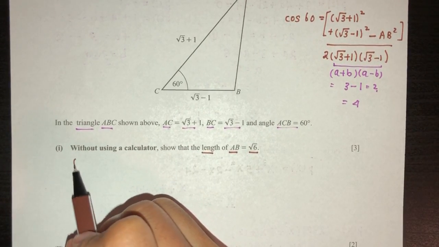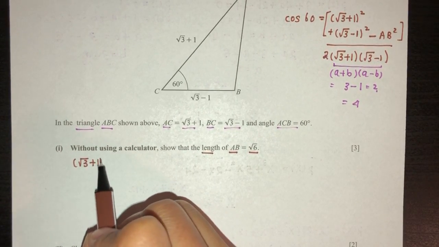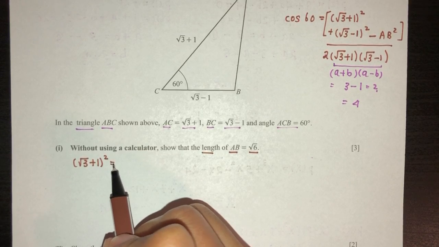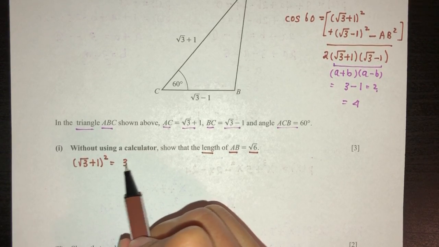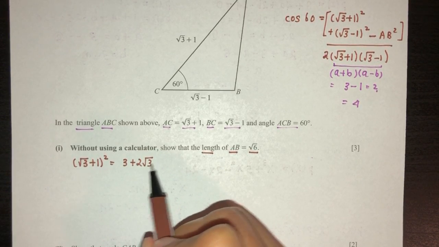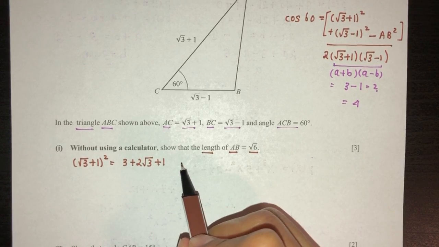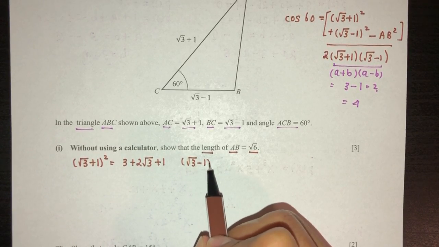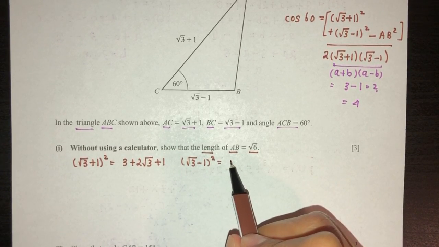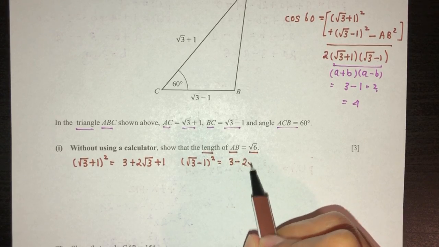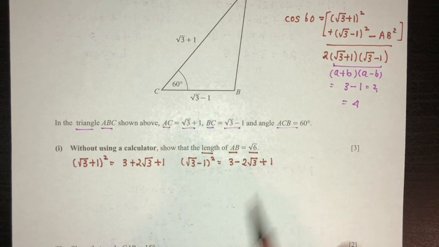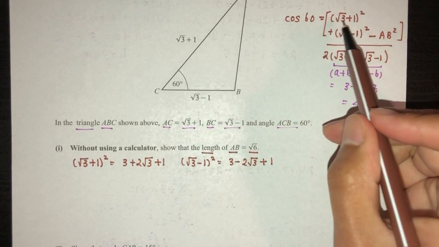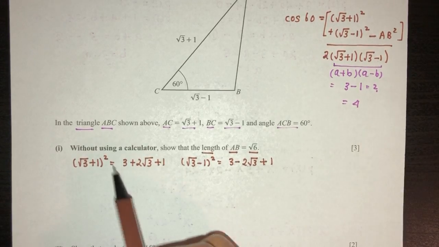So what is root 3 plus 1 squared? That is equal to 3 plus 2 root 3 plus 1. And what is root 3 minus 1 squared? That is 3 minus 2 root 3 plus 1. Now, what is this plus this? So we have to add this.